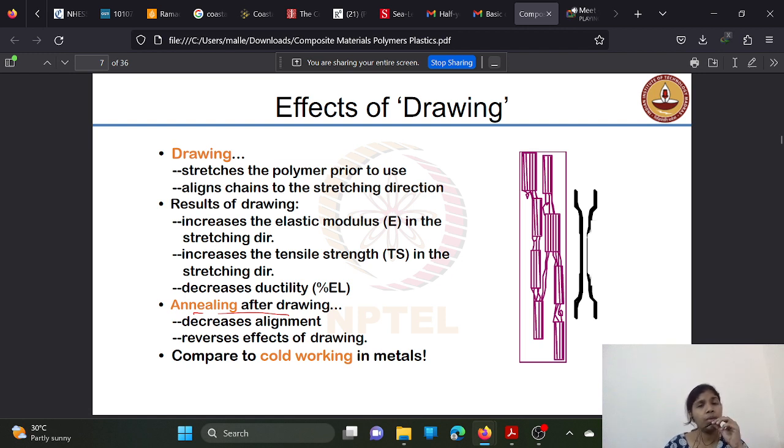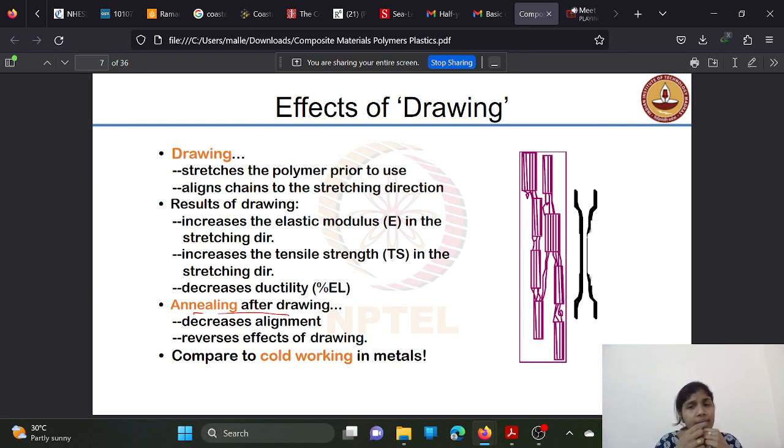Drawing, what do you mean by drawing? Drawing means stretching the polymer prior to its use. Even prior to the use, there will be stretching of the polymer, and it aligns the chains to the stretching direction. In whichever direction you stretch the material, the chains will get aligned in that particular direction. And what is the outcome of this drawing?